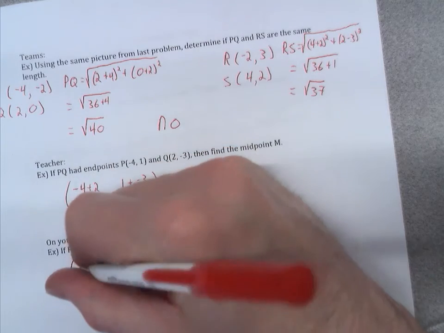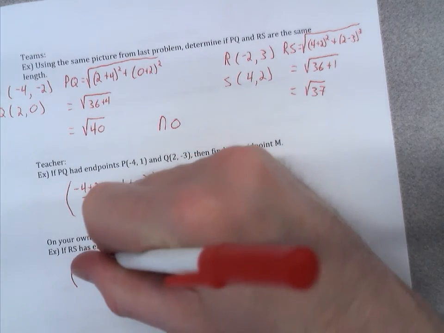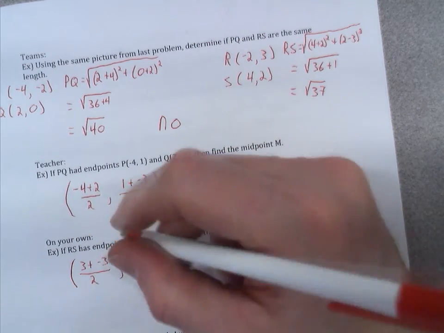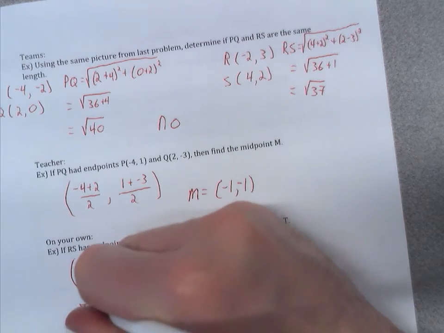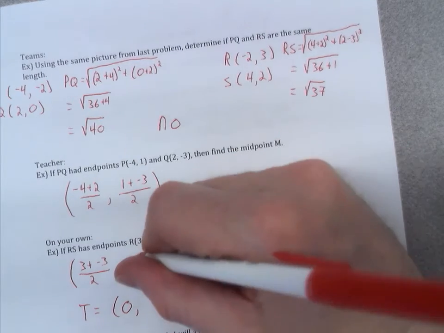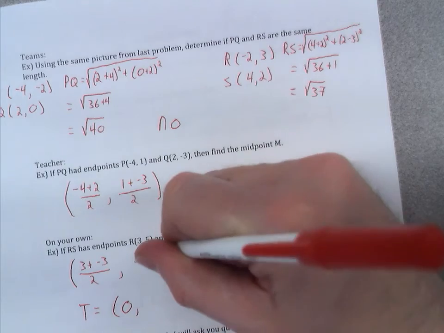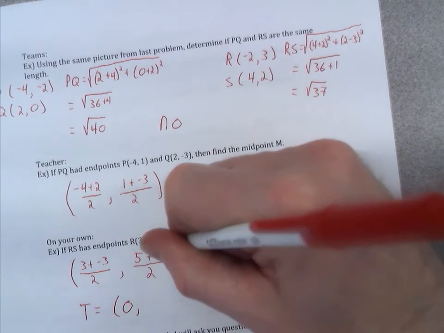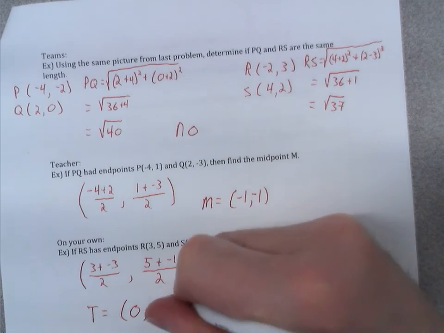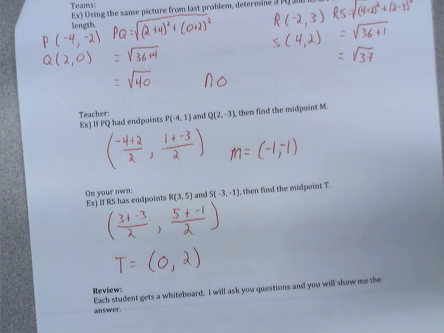So we're going to have 3 plus -3 divided by 2, which is going to be 0. So we know the first point, x is going to be 0 for that midpoint. And then the other one, the y value is going to be 5 plus -1 divided by 2. 5 plus a -1 is 4. 4 divided by 2 is 2. Okay? And that's how we find the midpoints of some lines.